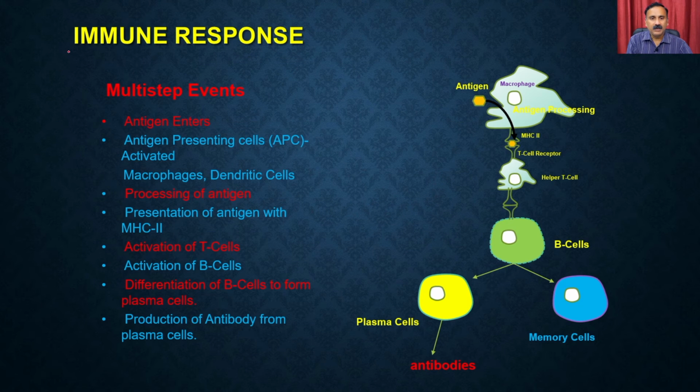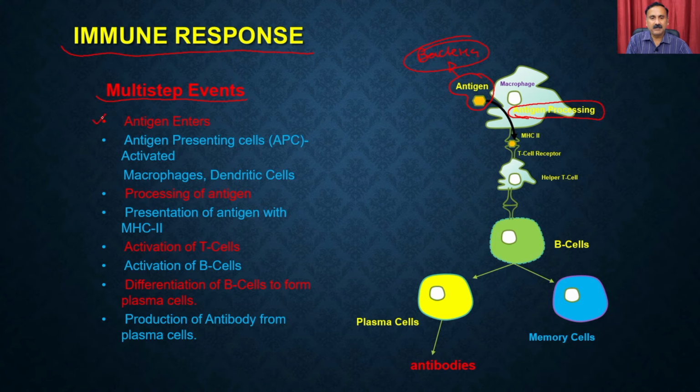So, the immune response is a multi-step process. What will happen is that once a foreign antigen, or I will say the foreign organism, for example, the bacteria, enters the body, it is going to be encountered by the macrophages. These macrophages are called antigen presenting cells or antigen processing cells.